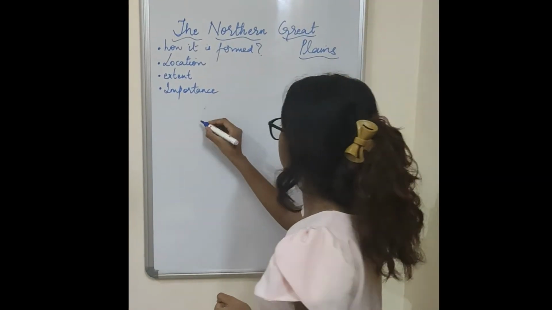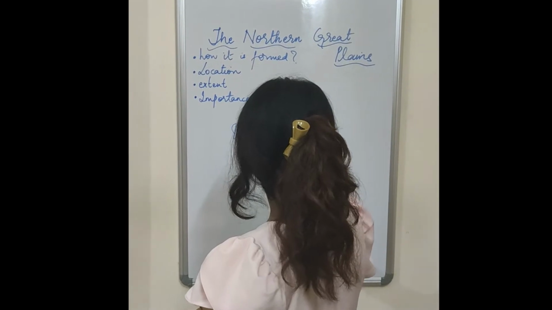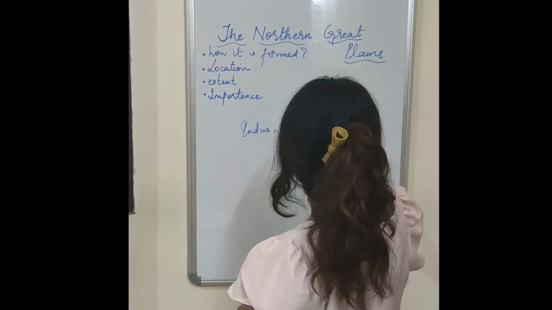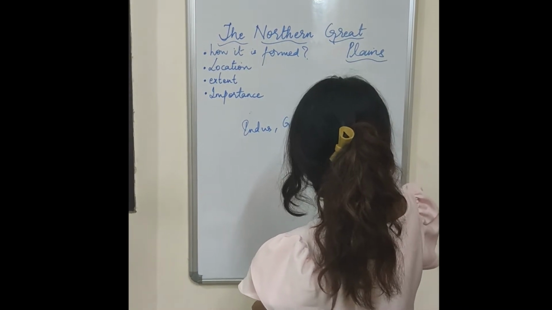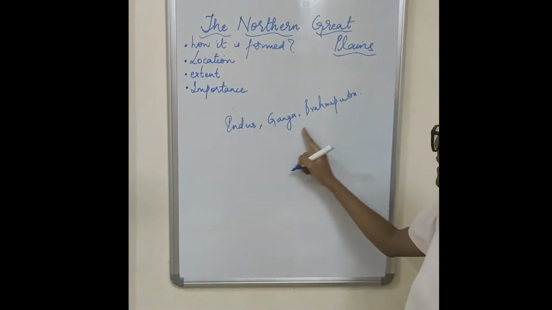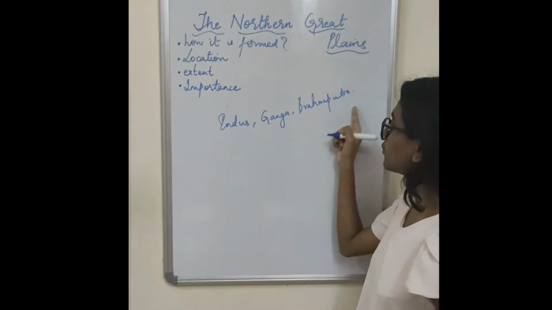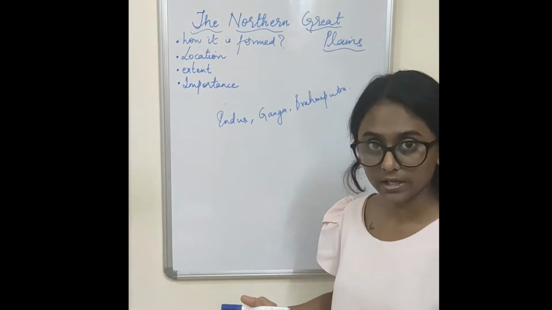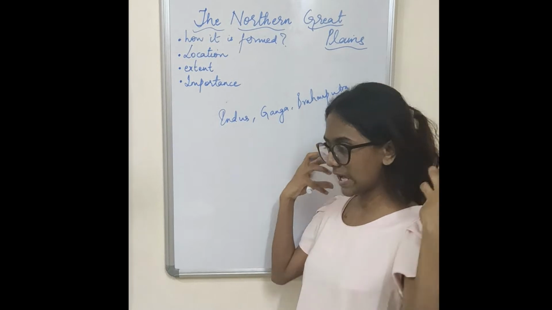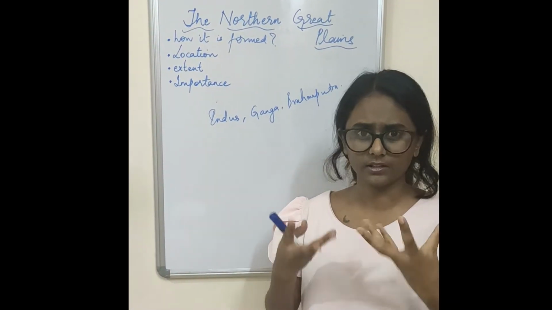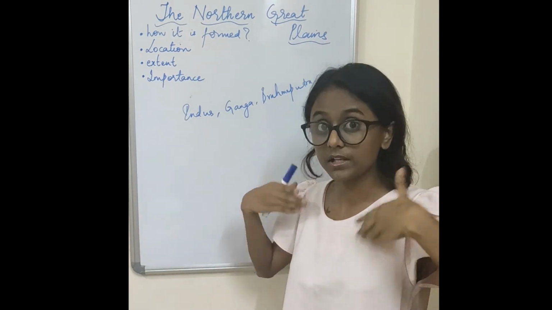Which is the Indus, the Ganga, and the Brahmaputra. Now these three river systems have been flowing for millions of years and they have been doing a lot of deposition, okay? So they bring the alluvium with them. What is alluvium? It is the sand and the earth that the river picks up while it flows.